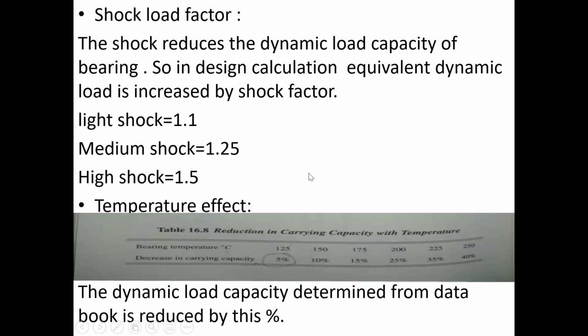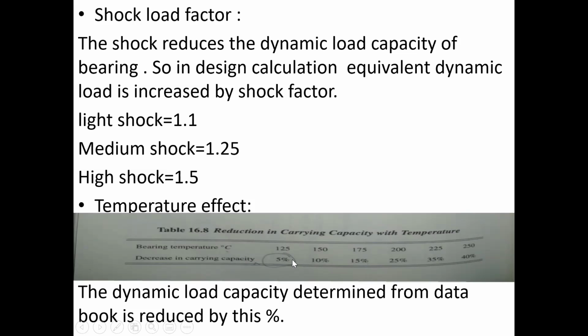Now, the second important factor is the temperature effect. Below 125 degrees centigrade, the rolling contact bearings work perfectly, that means there is no reduction in their dynamic load capacity. But if we are working at more than or equal to 125 degrees centigrade, the dynamic load rating of the bearing reduces, or the dynamic load capacity is reduced by the given percentage in your table number 16.8.